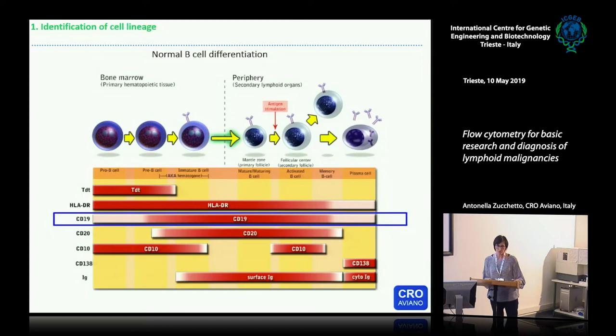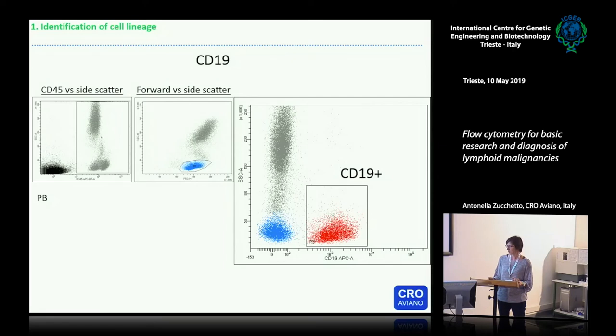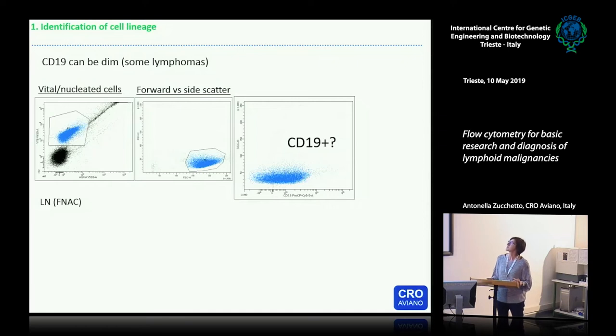So, talking about normal B cell differentiation, the cell lineage marker is, as I told you, CD19. CD19 is expressed at all stages of B cell differentiation, at a lower level at the initial stages, but then it's always expressed and then it decreases in the plasma cell. But this characteristic makes it a good lineage marker. So when you gate B cells, you need to gate on lymphocytes, and then you easily identify CD19 positive cells. But sometimes CD19 can be dim, in some lymphomas for example. So this is an example of a lymph node preparation.